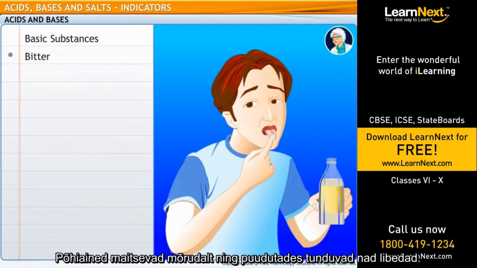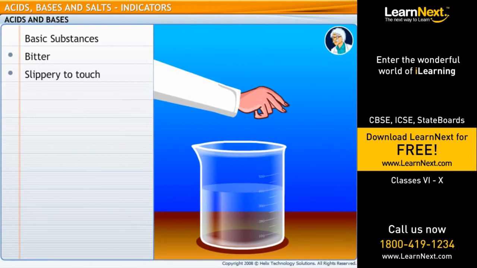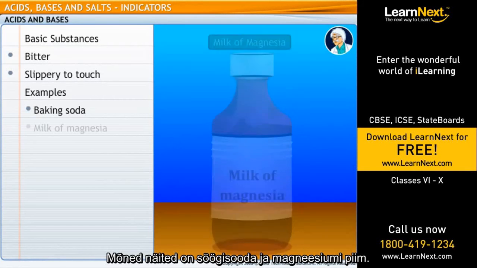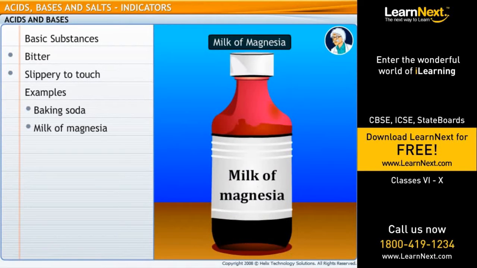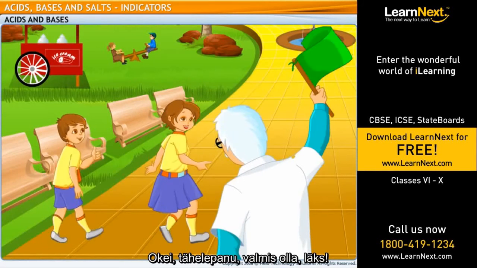Basic substances taste bitter and feel slippery to the touch. Some examples are baking soda and milk of magnesia. All right, get, set, go!